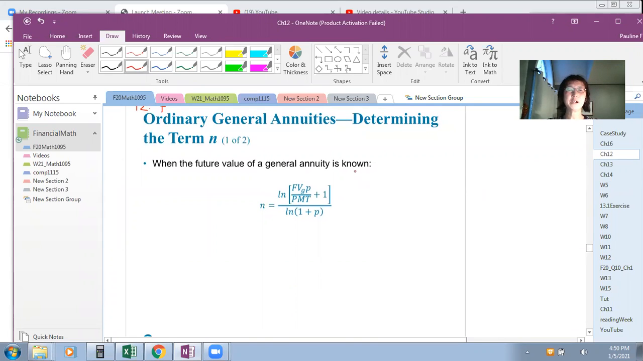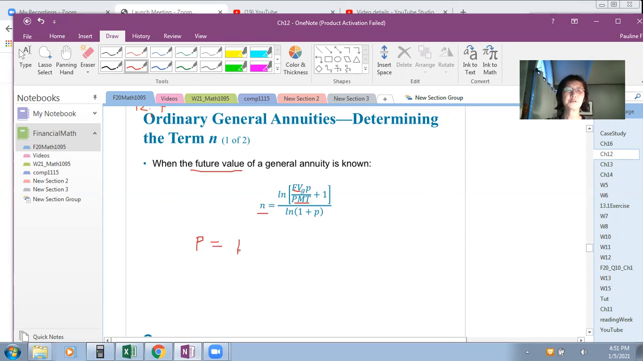To determine term N, you need to use either formula or calculator, including Excel. If the future value is given, you use this formula to calculate the term N. Okay, future value is given, and usually PMT is also given. And what is P? P is the equivalent rate per payment period.